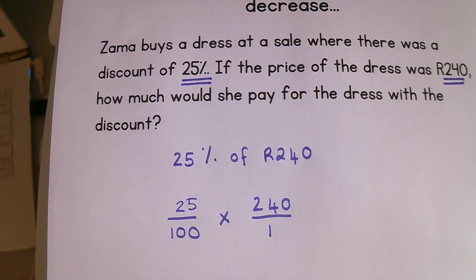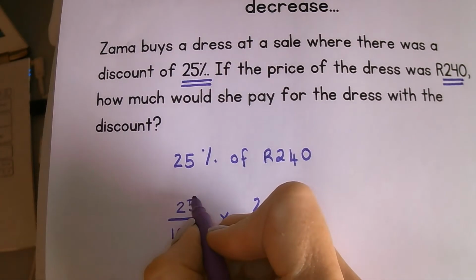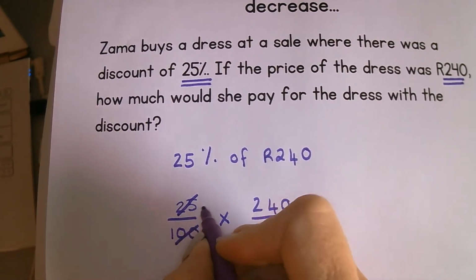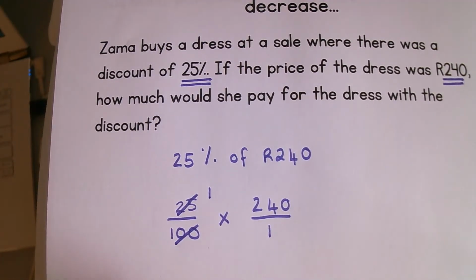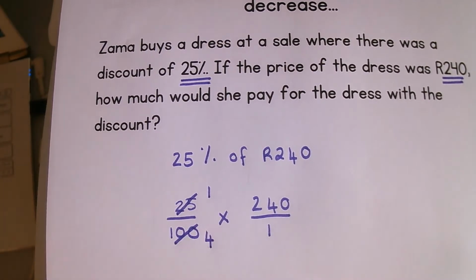Remember, with multiplying fractions, we can simplify first. Let's see if we can make the numbers a little bit smaller to work with. I can see 25 and 100. 25 can go into 25 once, and 25 can go into 100 4 times. So we're left with 1 over 4 there.